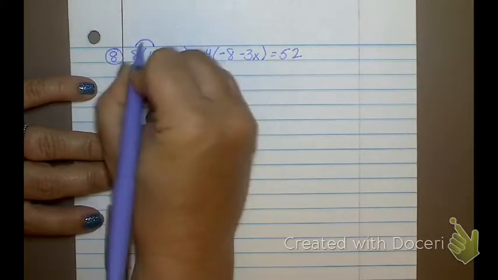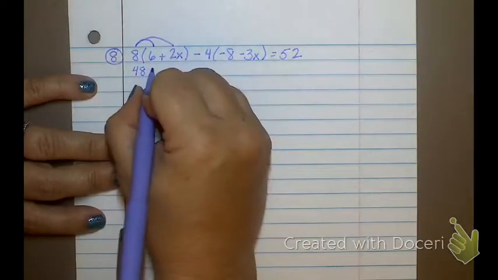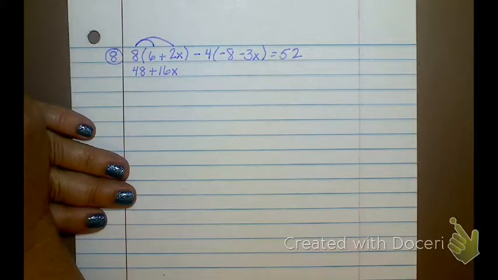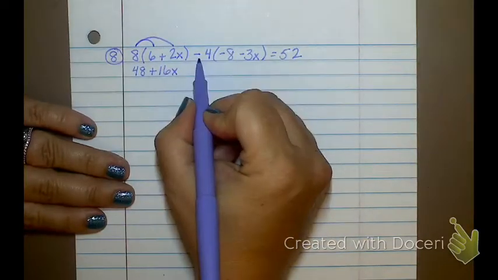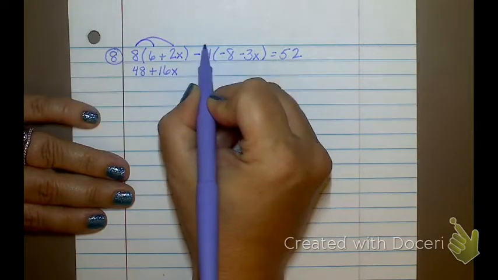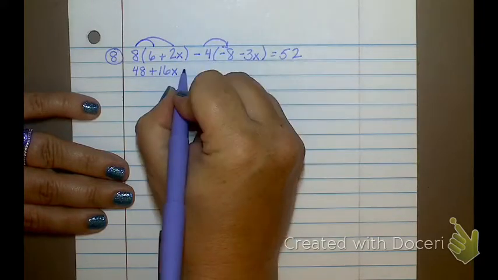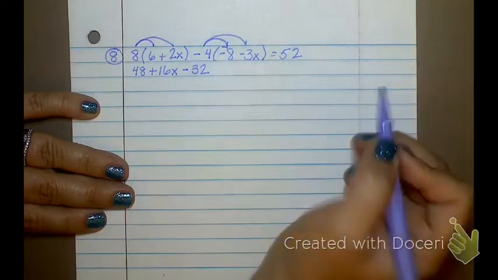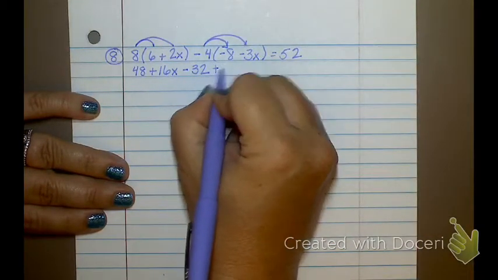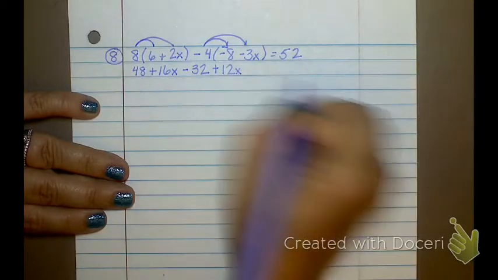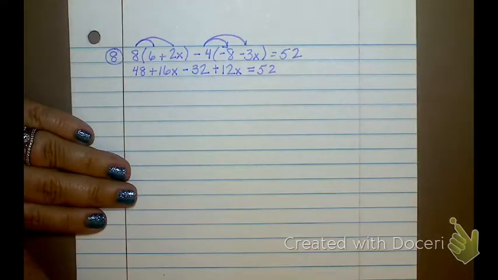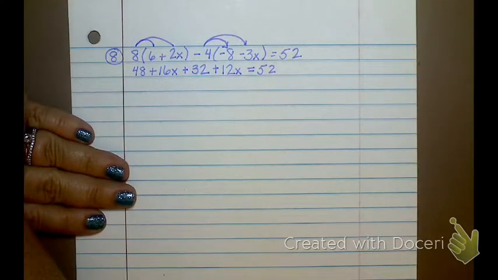48. What's 8 times 2x? Okay. One set of parentheses is gone. What do I do next? Take the negative 4 right here and distribute that. What's negative 4 times negative 8? Negative 32. And negative 4 times negative 3x? Positive 12x equals 52. Positive 32, you're right. Good catch.